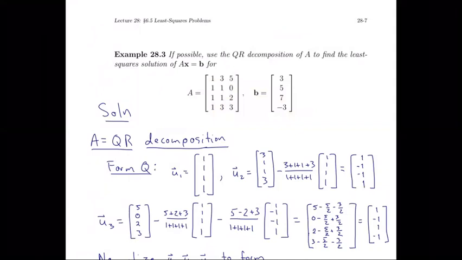So if we're going to use the QR decomposition method, it only works if the columns of A are linearly independent, right? A only has a QR decomposition, that's why this says if possible. We can only decompose A as a QR decomposition if A has linearly independent columns. So one thing you might want to check out of the gate is whether or not these three columns are linearly independent by putting it into echelon form.